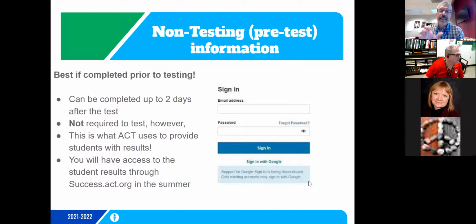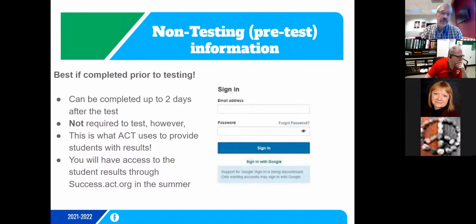So the non-testing pre-test information, and I need to be real careful about how I use this language because we're later going to be talking about not tested. Obviously, it's best if you complete it prior to testing. However, you do not have to. If a student is absent right now, they cannot do this the day of the test, but they can do this up to 2 days after the test.